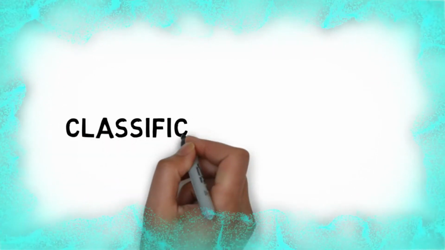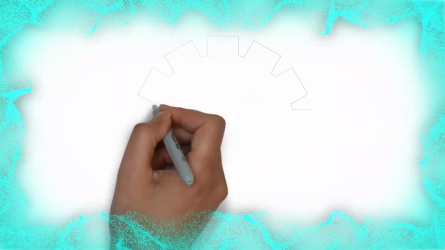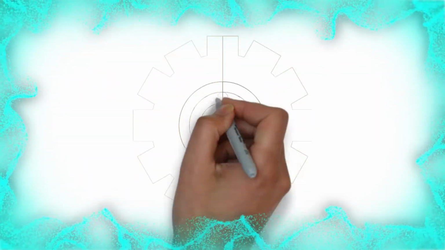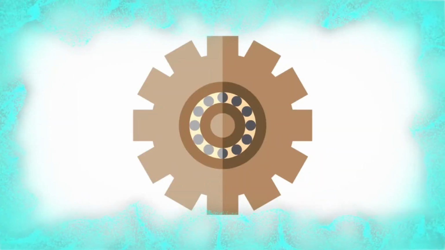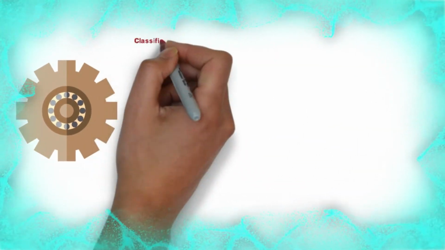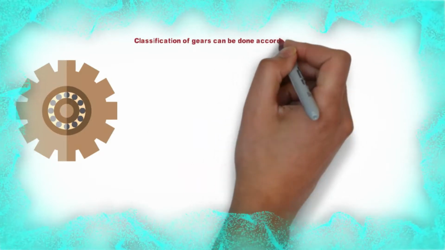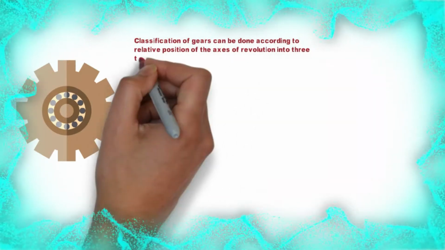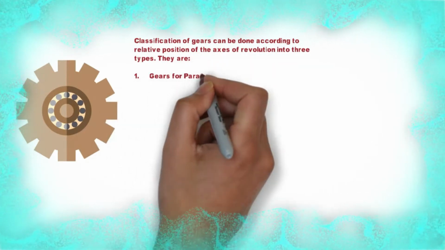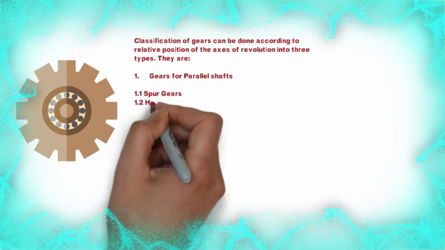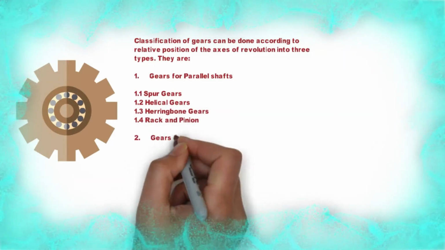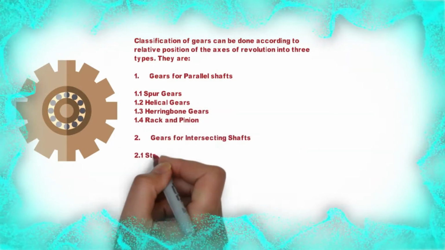Classification of gears. Classification of gears can be done according to relative position of the axis of revolution into three types. There are, number 1. Gears for parallel shafts. They can be further classified into spur gears, helical gears, herringbone gears, rack and pinion.